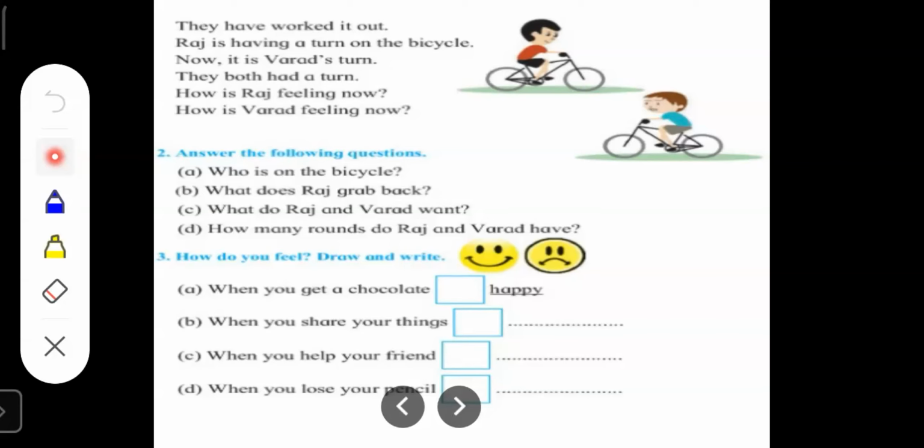If it is happy, then you have to draw a smiley face and you will write in the blank happy. And if it is sad, then you will draw a sad face and you will write there sad. Okay, that is a homework for you.